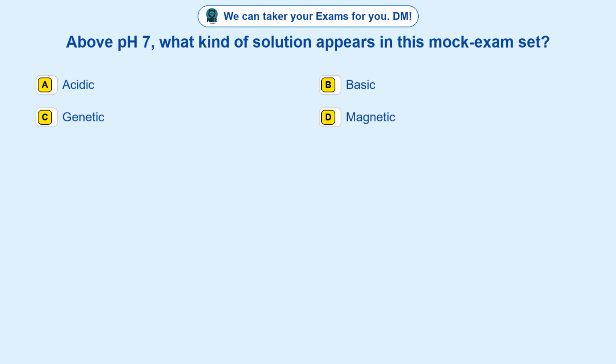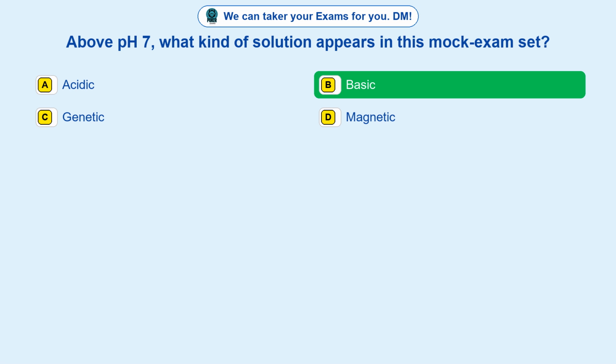Question 36. Above pH 7, what kind of solution appears in this mock exam set? Option A, acidic. Option B, basic. Option C, genetic. Option D, magnetic. The correct answer is option B.